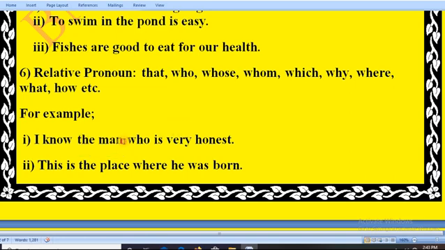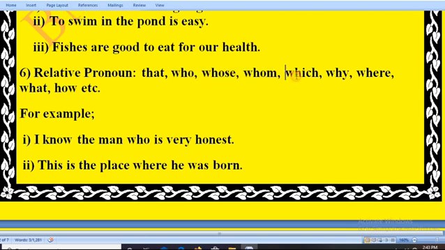Okay, if it is a thing, then we will use that or which. For a thing we use which or that. For a person we will use who, whose, whom. I repeat again. ব্যক্তির জন্য who, whose, whom. যে বুঝালে who, যার বুঝালে whose, যাকে বুঝালে whom.